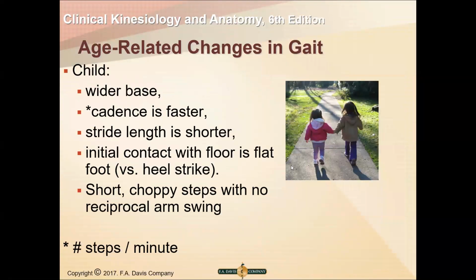So, age-related changes in gait. Children typically have a wider base of support. So that horizontal displacement, again, is 2 inches. Children typically have a wider displacement. Well, why do you think kids have a wider displacement than adults?